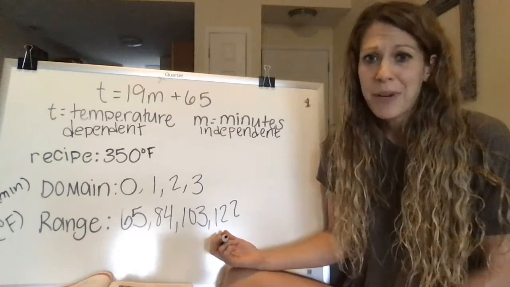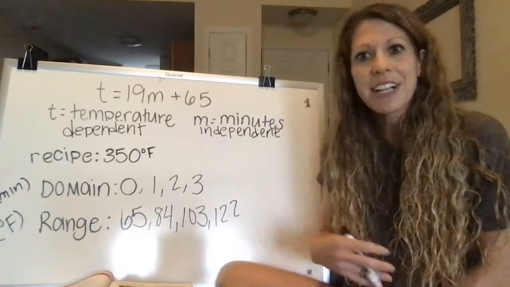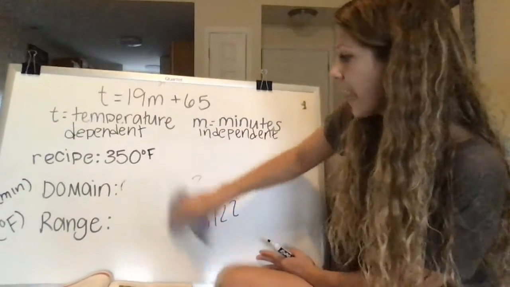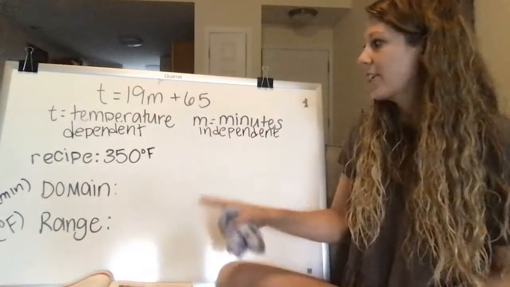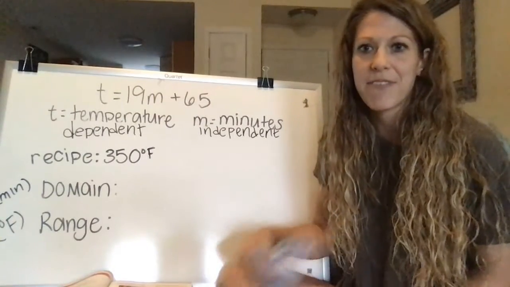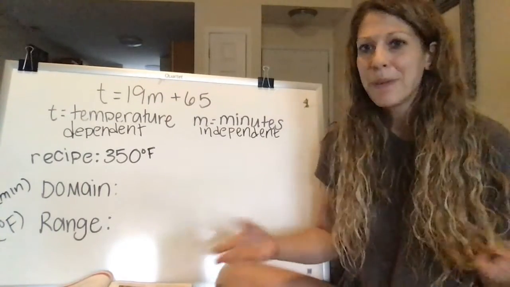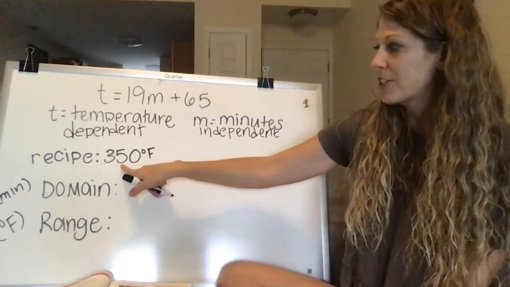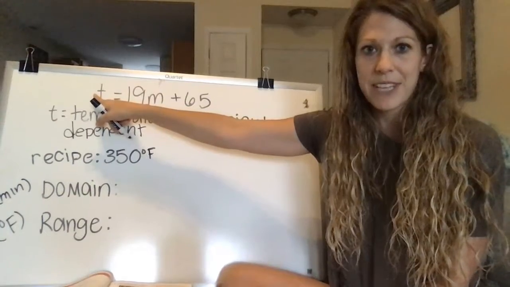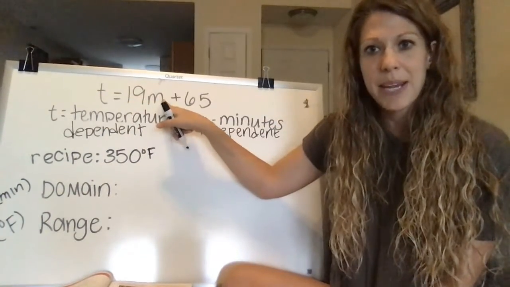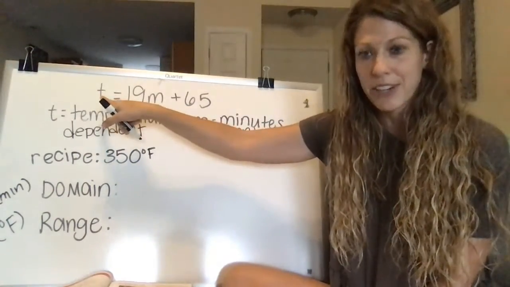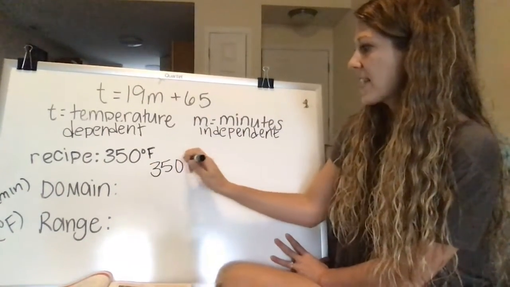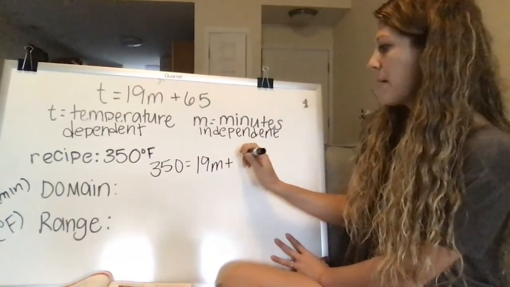But I'm impatient. I don't want to keep going until we get to 350 degrees. There is a shortcut here, and I'm going to show you what that is. How do we figure out how many minutes, that's your M, it takes to be at 350 degrees? That's your T. We've already done word problems like this in chapter 1. This is your temperature, 350, so let's plug in 350 for T to figure out how many minutes it takes to get to 350 degrees. I'm going to set up that equation real fast: 350 equals 19m plus 65.